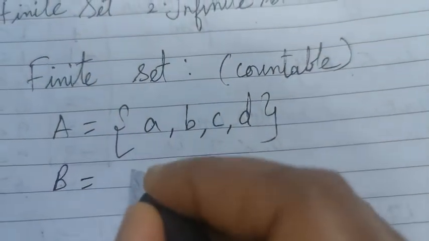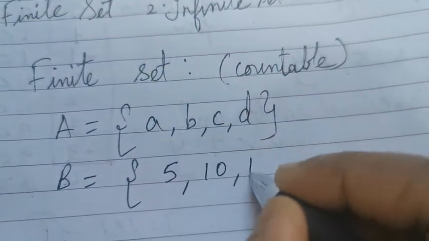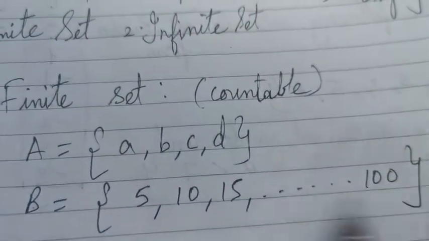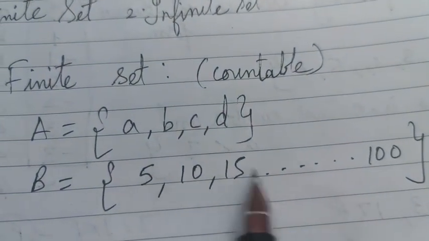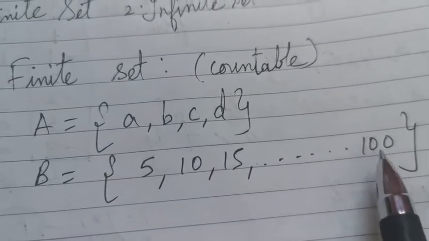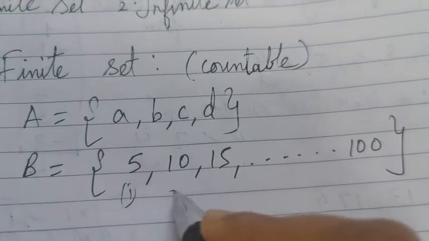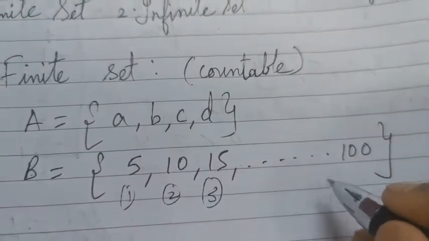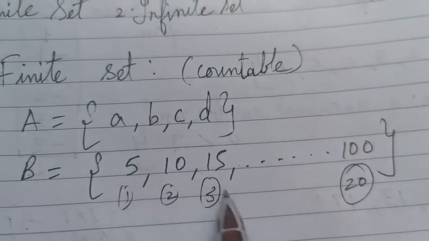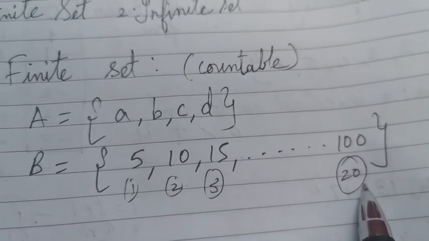Let us try another example. If you look at this set, these are multiples of 5. 5 ones are 5, 5 twos are 10, 5 threes are 15. The multiples of 5 till 100. So this is the first multiple, second multiple, third multiple. 100 is the 20th multiple. So 1, 2, 3, 4, 5, 6 and it goes on till 20. So there are 20 elements.